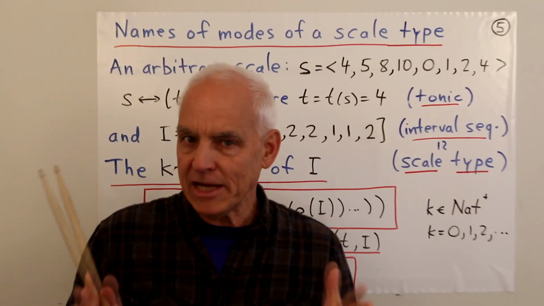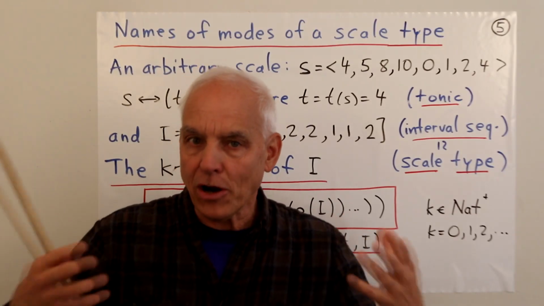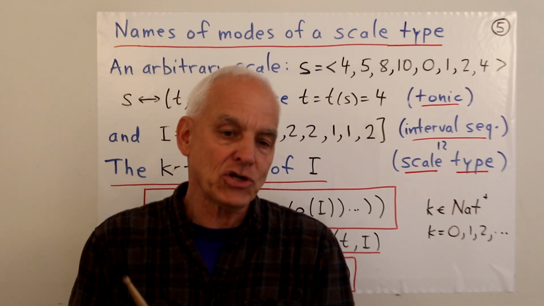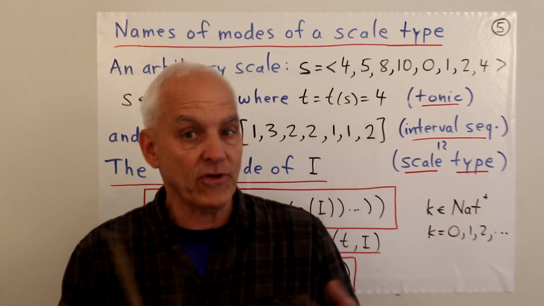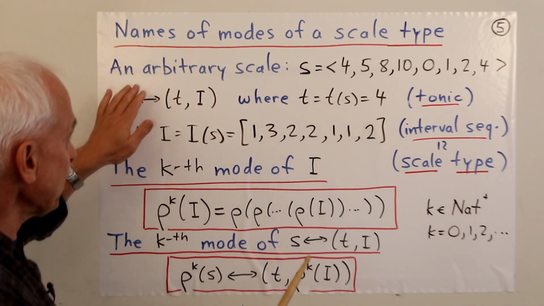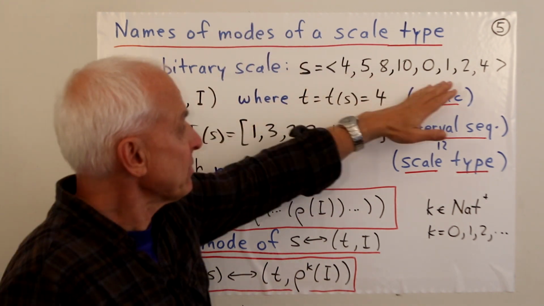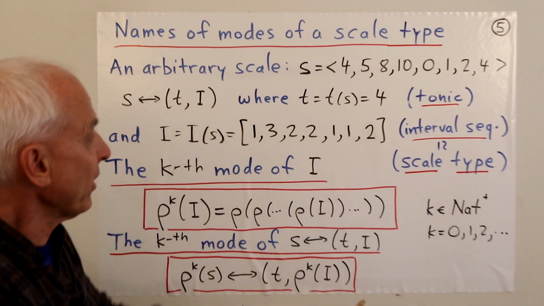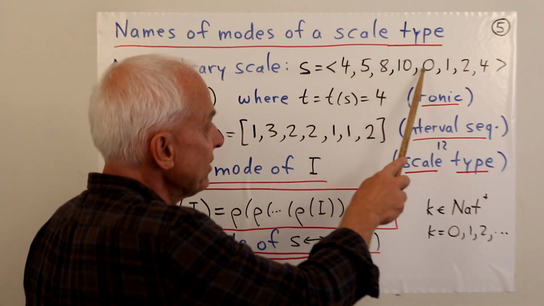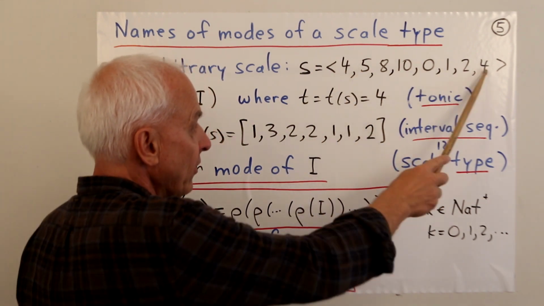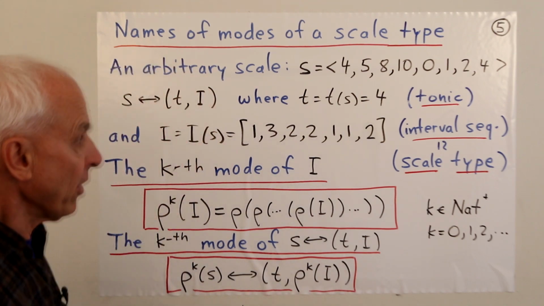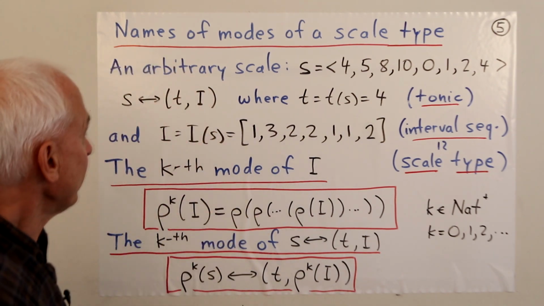Okay, so now it makes sense for us to enlarge our terminology and our notation to help us deal with modes in a more general fashion. So suppose that we have an arbitrary scale, a more general scale. Say this one here, just so I can be specific: 4, 5, 8, 10, 0, 1, 2, 4. So that's a scale whose starting and ending points are 4, and we're going around in the positive direction.